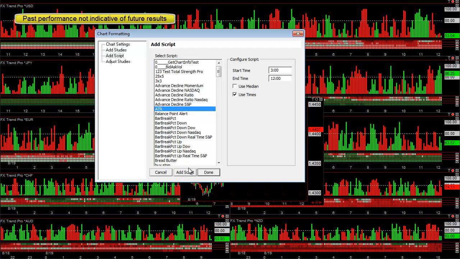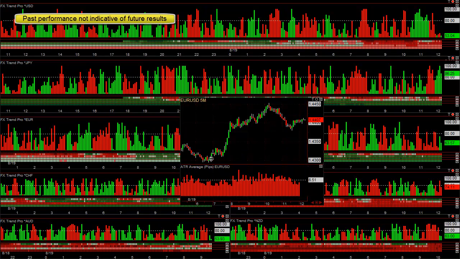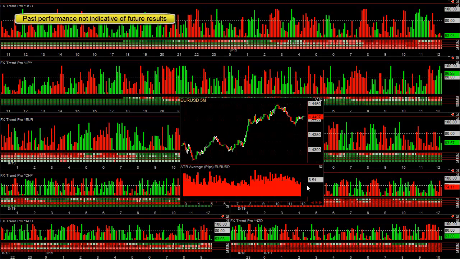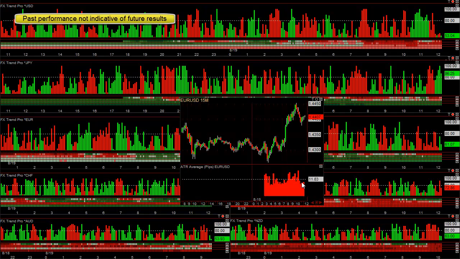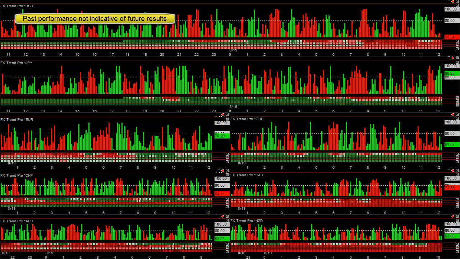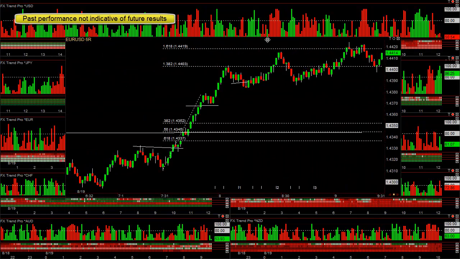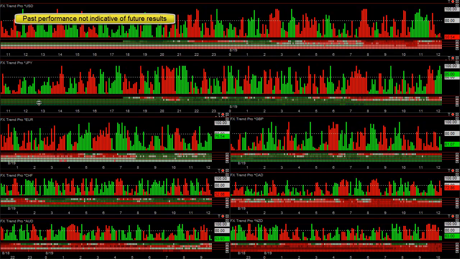Alright, you bring up the ATR function, and from 3 to noon, you can see the euro trades about 6.51 pips per bar, averaged over the last 20 days. If you like 15-minute bars, you can put that on there, and in that case, you have almost about 12 pips per bar during that time frame. So 6 pips per bar, 7 pips per bar, very high probability for that particular currency.